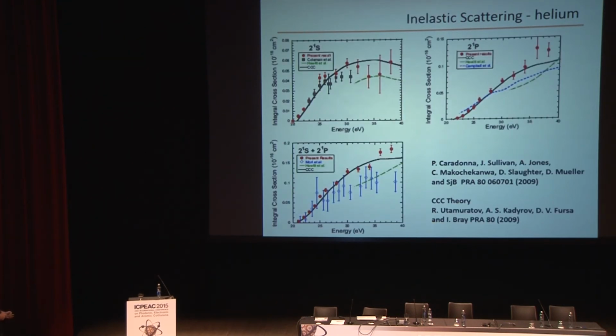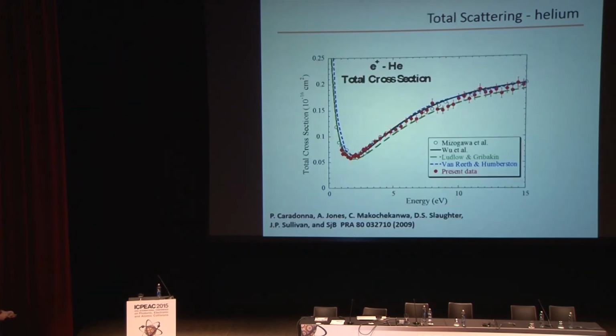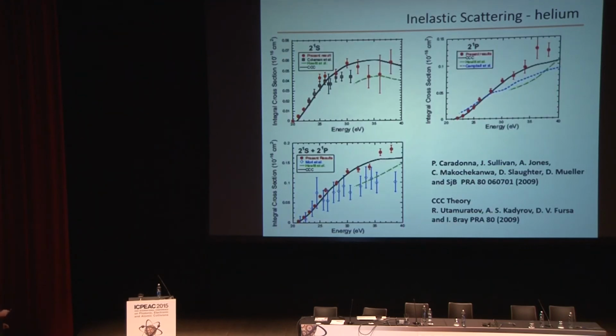We can look at inelastic scattering, those 2 curves that I showed you a little earlier, in some more detail. Again, the red points are some earlier measurements using a time-of-flight technique by Paul Coleman. These are our recent measurements from the ANU, compared here with a CCC theory, which was the first case where they managed to put the multi-centered nature of positronium formation into the calculation. Again, we see really excellent agreement between experiment and theory.